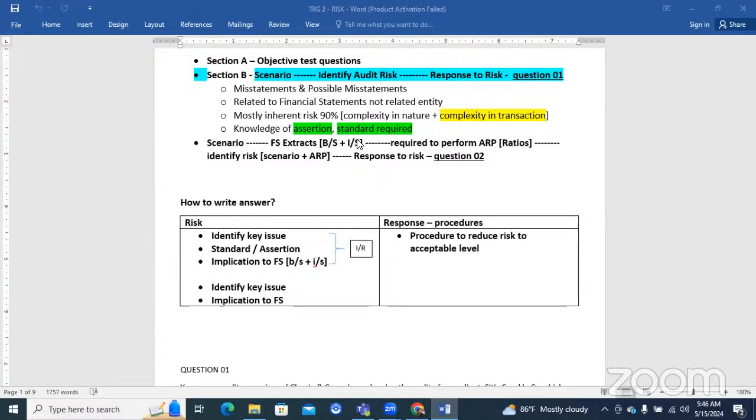If you get this type of question, students, it is very comfortable for you all, but time consuming, because they might ask you to calculate 4-5 ratios. And when you are identifying audit risk, you should identify from the scenario and from the ARP schedule that you are working on. So both the scenario and ARP together, you need to identify audit risk. After that only you need to respond to audit risk.